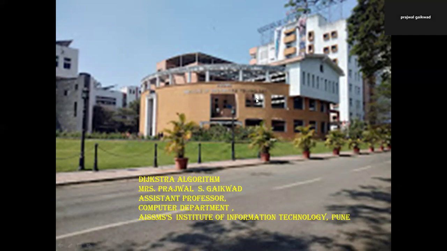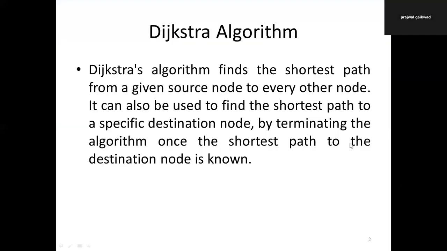Today we are going to see the topic of Dijkstra algorithm. Now what Dijkstra algorithm actually is? This algorithm is used to find the shortest path in a given graph from a given source node to every other node in the graph. It can also be used to find the shortest path to a specific destination node. So here we can terminate the algorithm once the shortest path to the destination node is known.